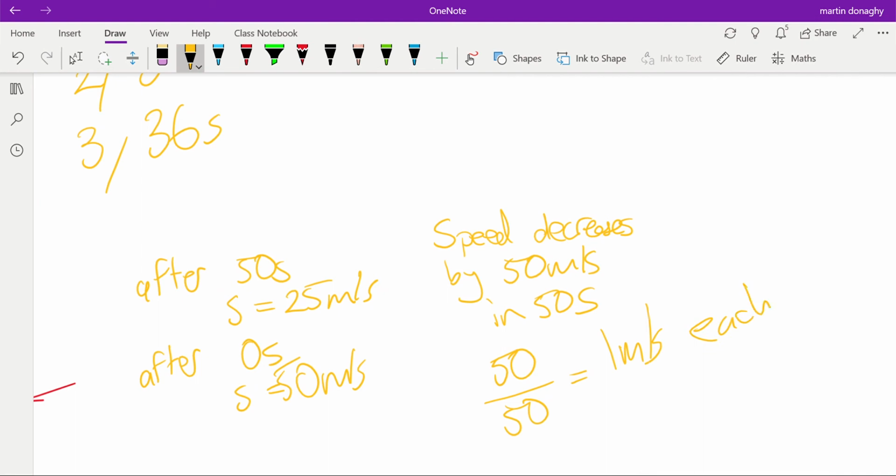Now, those of you that have been paying careful attention should recognize that when we describe how much something slows down or speeds up each second, that's just acceleration. So in fact, what we're working out there is the acceleration, or in this case, deceleration of the object. So it decreases the speed by 1 meter per second each second.